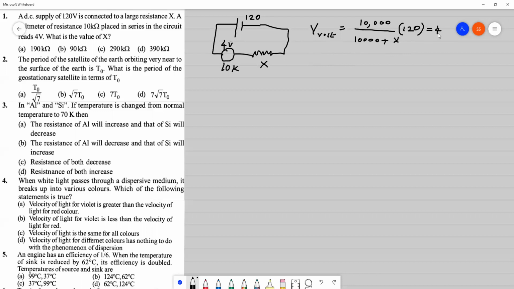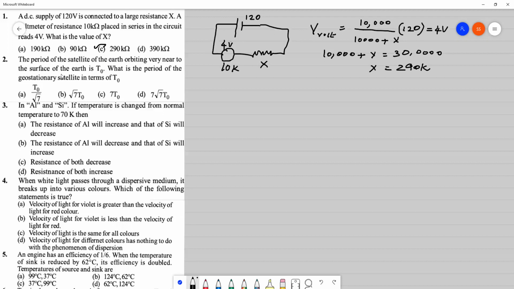So if you solve this, 10,000 plus X should be equal to, the 4 cancels 30 times, so it becomes 3 lakhs. 3 lakhs minus 10,000 is 2,90,000, which is nothing but 290K. So the answer X is 290K. This is the right answer.